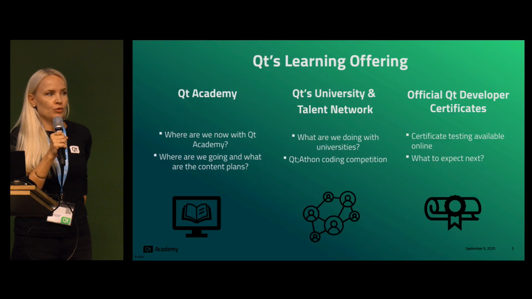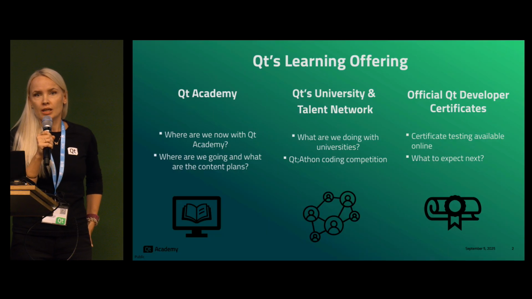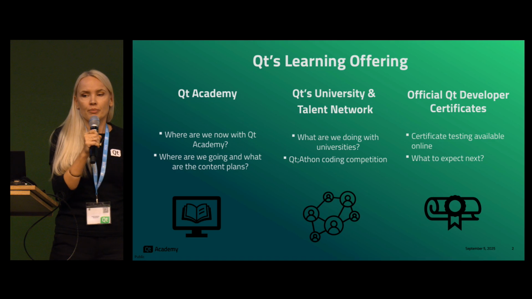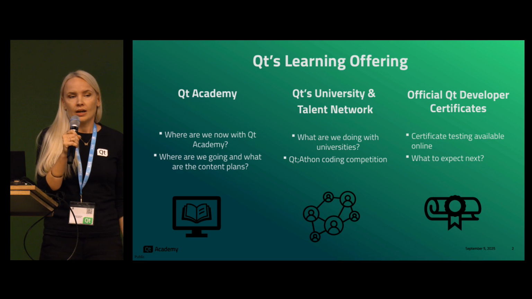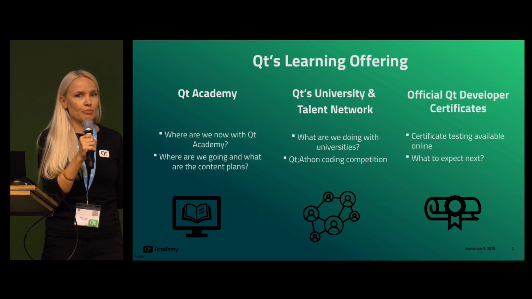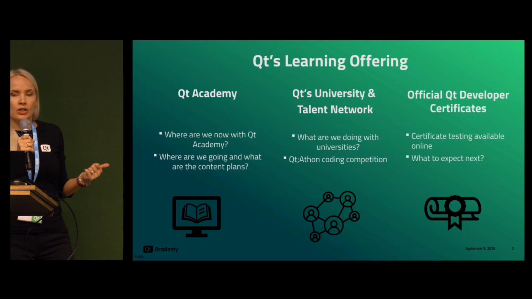We have been around for a few years, 2 and a bit more, and we have already more than 46,000 users on Academy, so it's become quite popular. On Monday, I'll be sharing a bit more details, what we've done, and also where we plan to go with Academy. Next, the University and Talent Network.